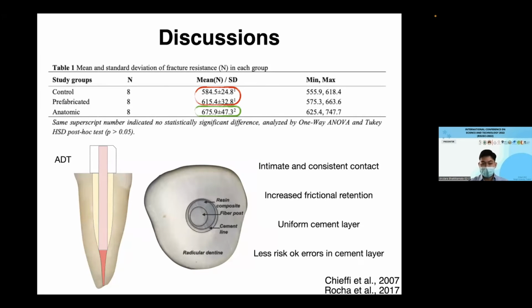Also, in a study by Shiflett et al. in 2007, the consistent contact of the post was reported to give greater sustained seating pressure in cementation. This seating pressure was shown to create higher quality adhesive interfaces and less risk of defects such as air bubbles in the cement layer compared to the prefabricated post. All the mentioned advantages and higher fracture resistance in anatomically customized posts could mean less chance of failure of ETT restoration under occlusal loading.